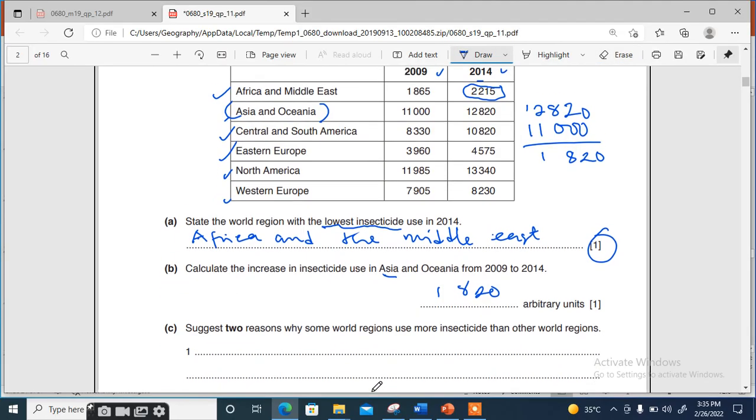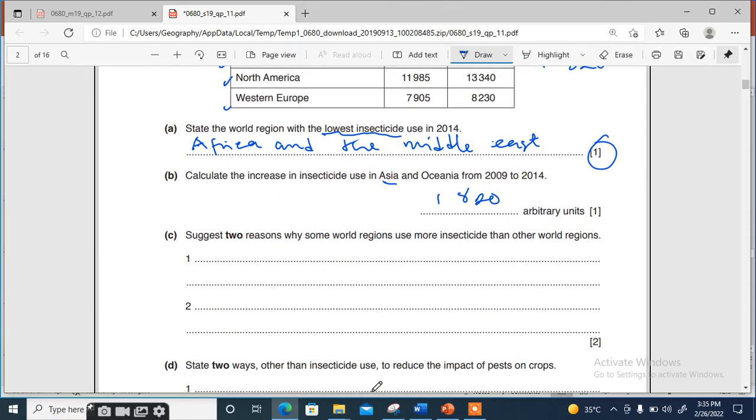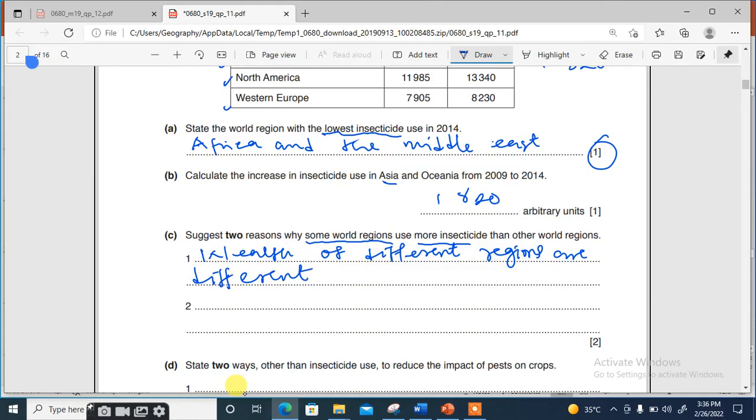Okay, they said suggest 2 reasons why you think some world regions use more insecticide than other world regions. One of the things you should look at here is that the wealth of different regions is different. That is why you find out that the insecticide use will also be different. Another reason is there can be, let's say, a lack of insecticide availability.